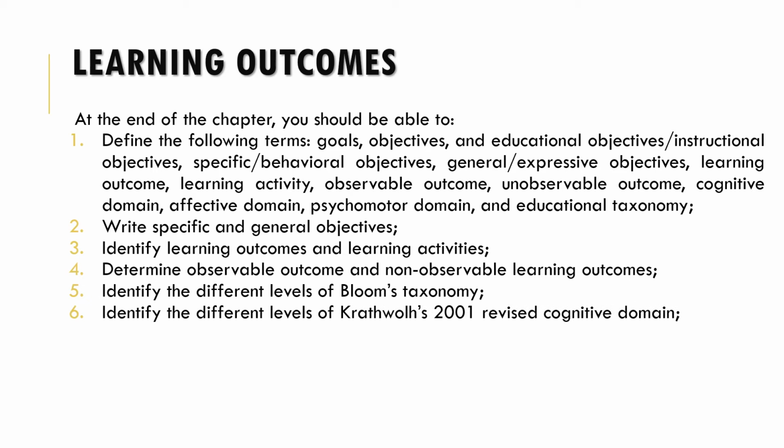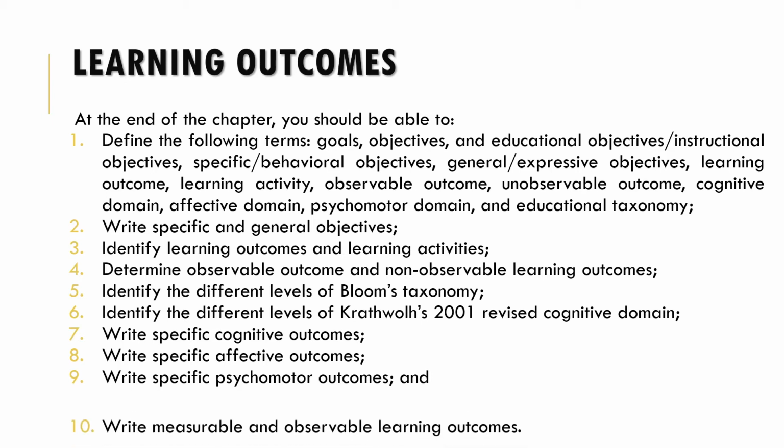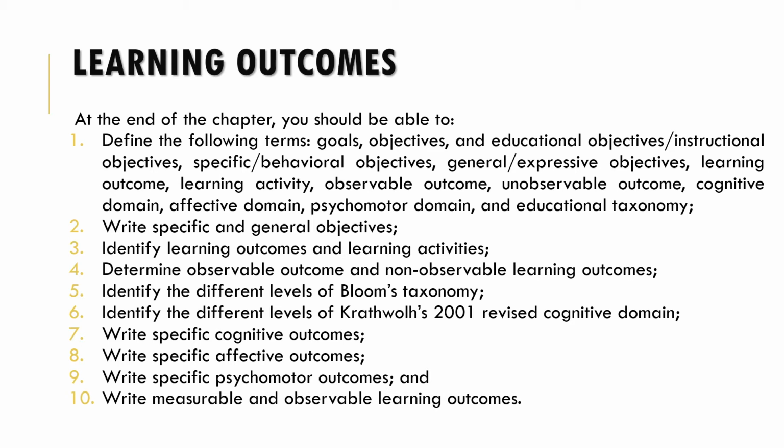Number six, identify the different levels of Krathwohl's 2001 revised cognitive domain. We also have here to write our specific cognitive outcomes, affective outcomes, and of course we have to write our specific psychomotor outcomes. And I think the last learning outcome we have is write measurable and observable learning outcomes. Okay. This discussion is very important because ito yung unang kailangan ninyong i-realize when you are to construct your lesson plan.